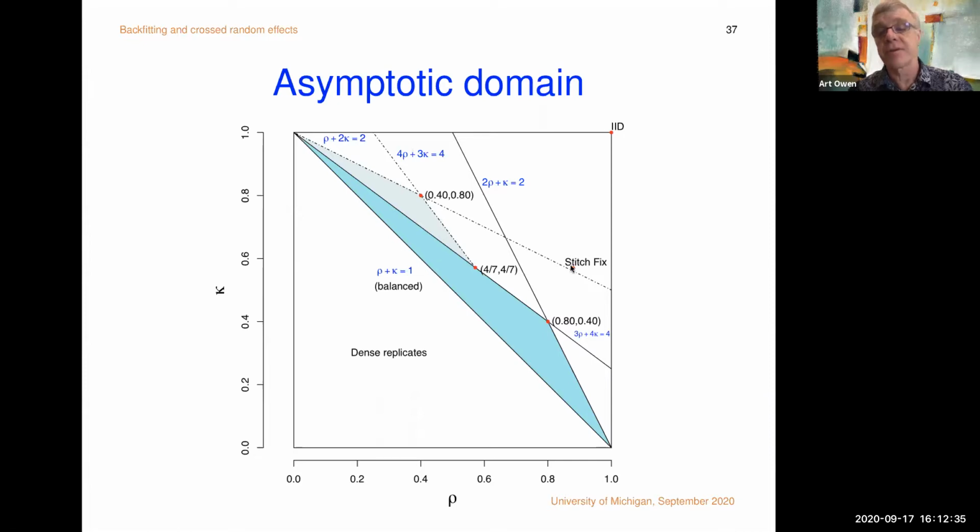The Stitch Fix data looks like it's around here. Okay, so it's not covered by our theorem. When we run examples out here, it often works. And I think it's because we're only able to prove things for the one norm.